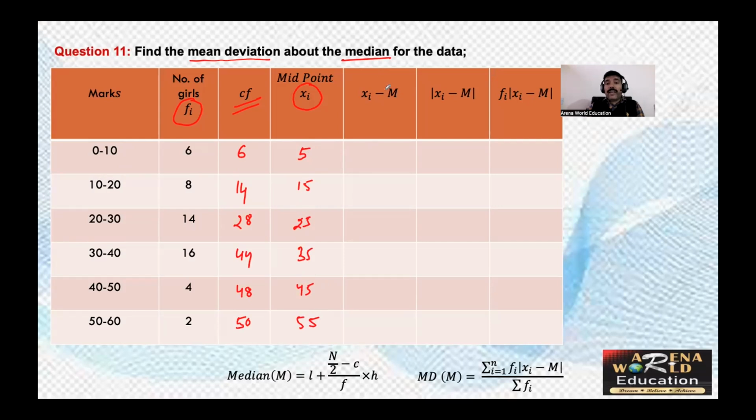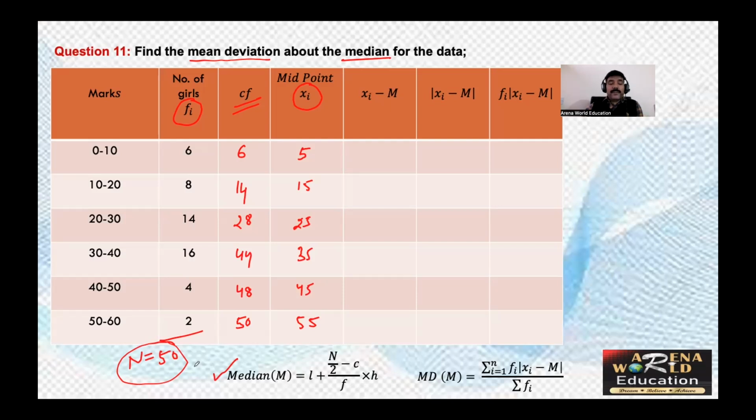So for the next step, we have to find xi minus m, where m is the median. Now to find the median, the approach is totally different. This is the formula to find median, right? Median is equal to what? L plus n upon 2. N we have already calculated. N means total number of terms. So that is equal to how much? They are 50, right? Minus C. C means cumulative frequency, divided by f, right? Into h.